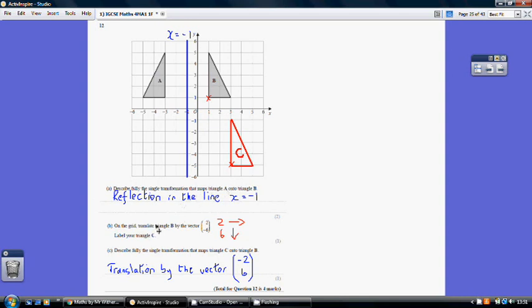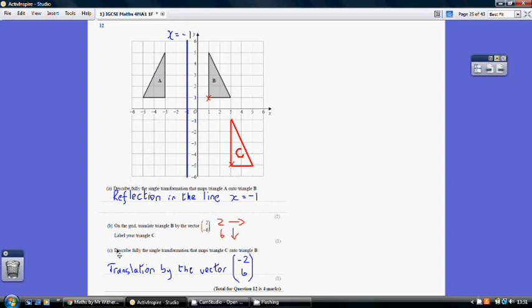Now part B, we've got to translate triangle B by the vector (2, -6). This means 2 to the right and 6 down. So take a point and just move that 2 to the right and 6 down. That is still the bottom left hand corner. So just draw the shape in from that. So go 4 up, 2 across, and pop in the diagonal.